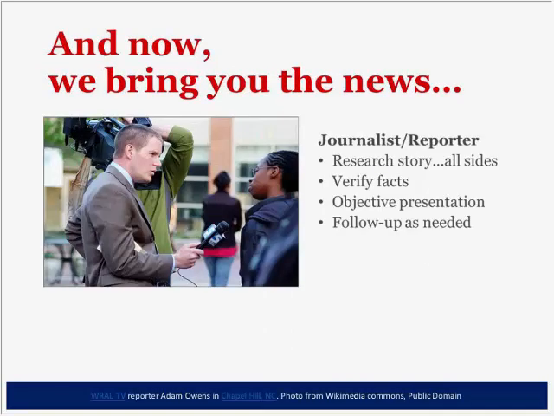So this is the way ideally the news is supposed to work. There's a journalist or reporter who does a lot of research about the study, looks at all different sides of the study, fact checks in 1, 2, 3 independent sources to make sure that the information they're saying is true. They present it in an objective way or present multiple sides of the story, and then they follow up as needed if there's more information that comes out. They'll follow up and say, oh, we found out something about what we reported yesterday that might change what you think about it, and they'll go ahead and follow up in that way.